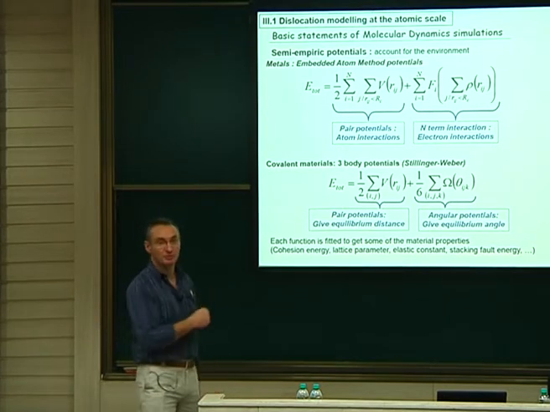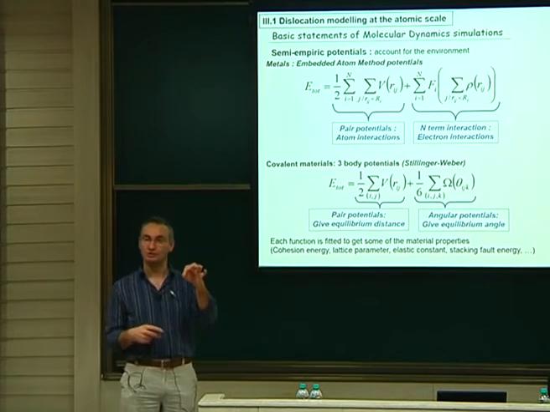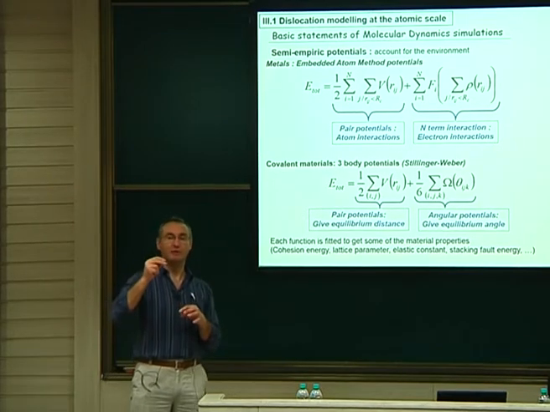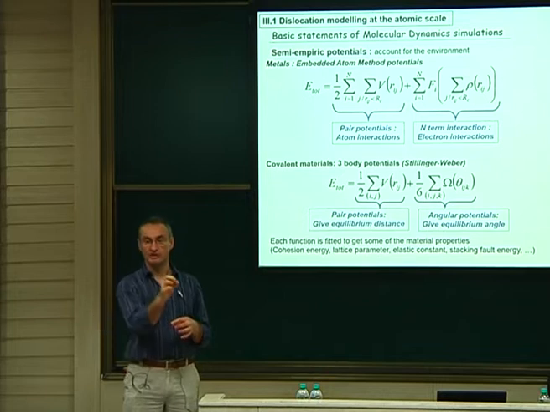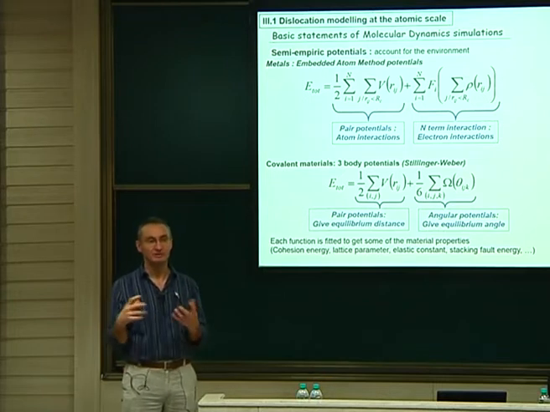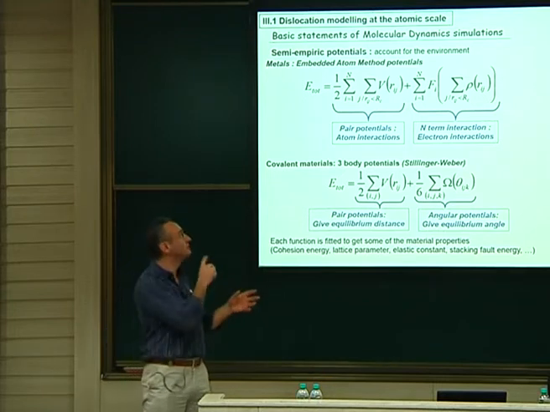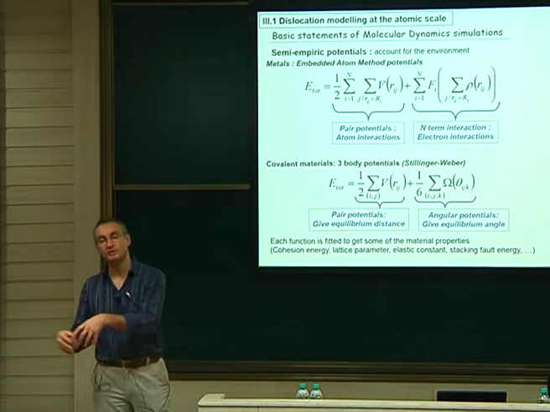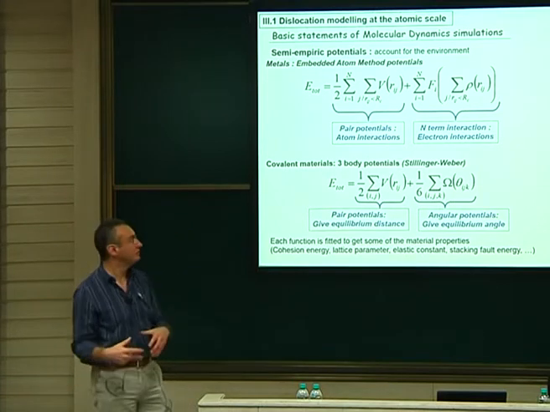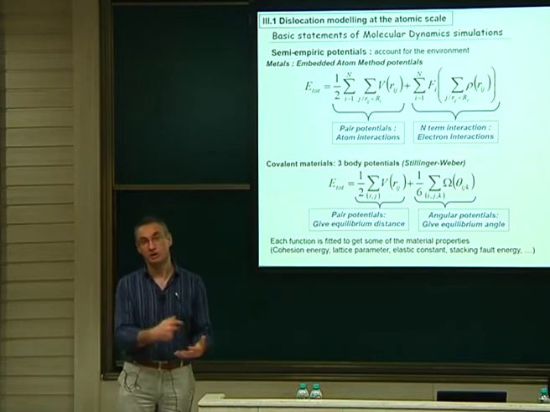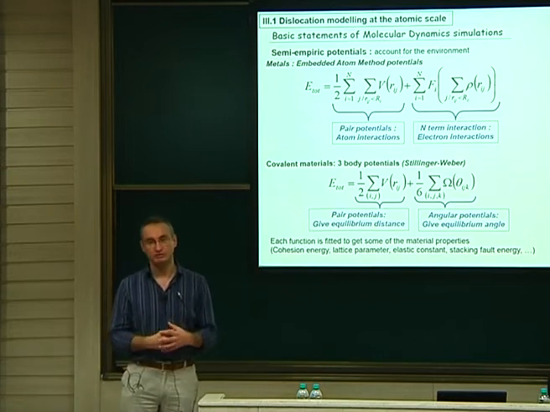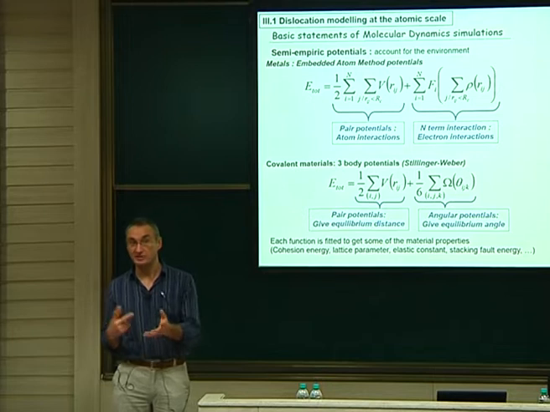So this depends on your potential. And you can take the same potentials, slightly change a little bit of parameters, and you come from this core to that core. So you see, this is very, very problematic. So be sure that your potential is in agreement to what you are looking for. If your mechanism you are looking for depends a lot on this core effect, then be sure that you get the right one, okay? For FCC also it's the same.